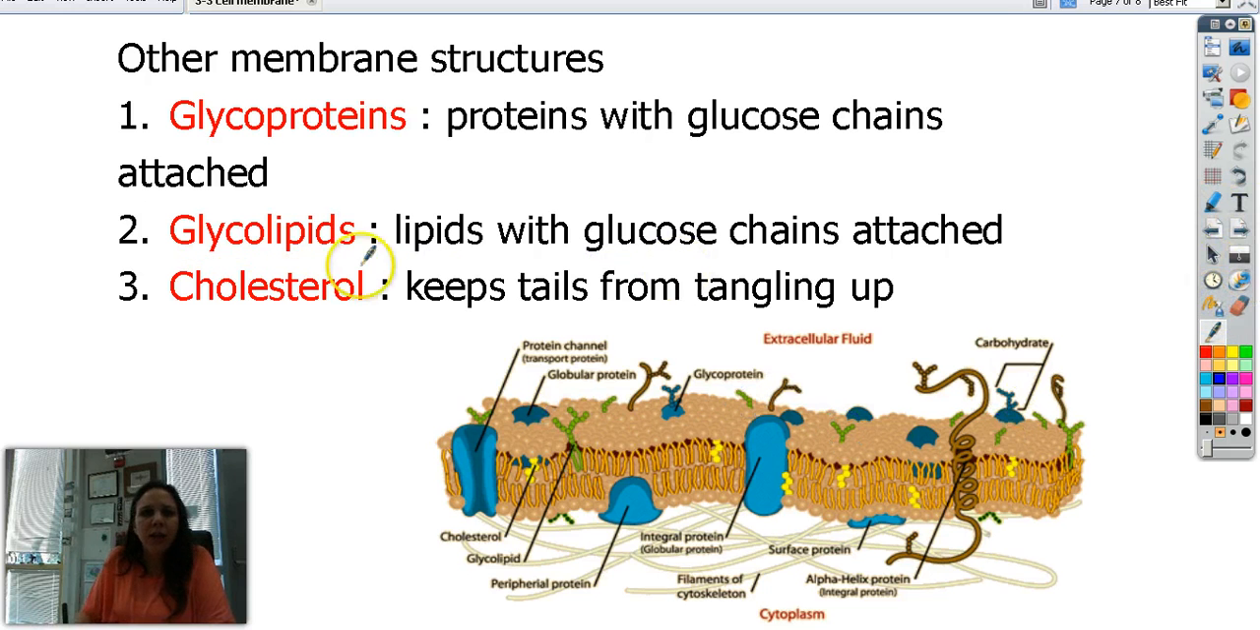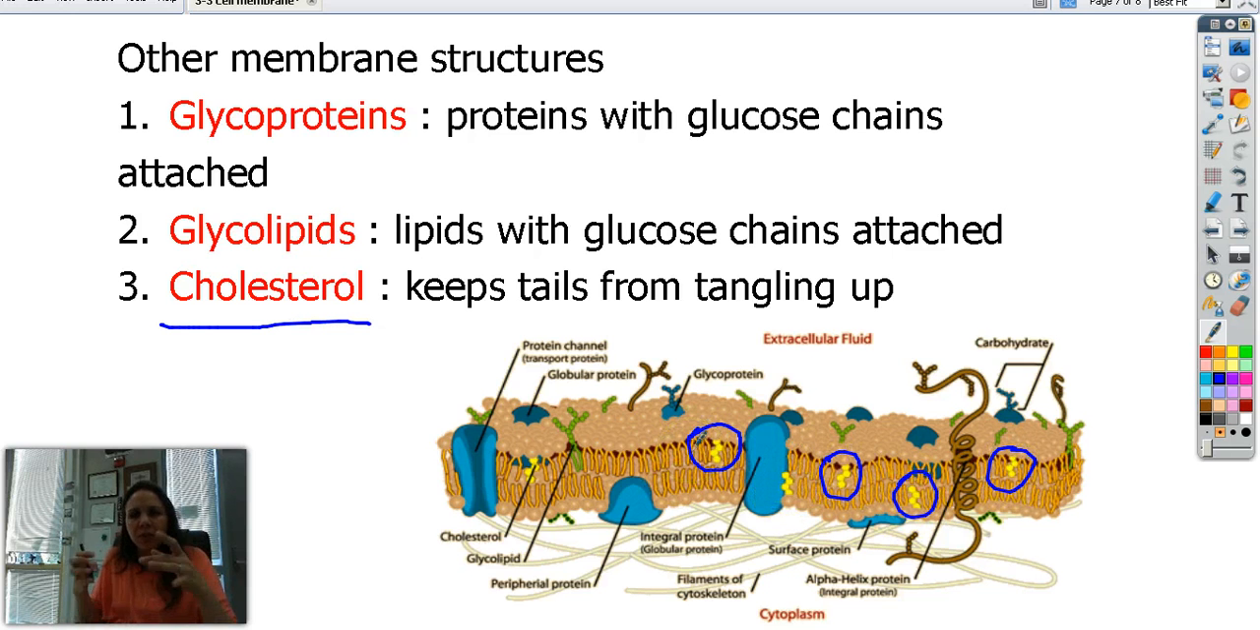And then we also have cholesterol. Too much cholesterol is bad, a little bit is good. Why? Because cholesterol, this yellow thing right there, helps to keep the tails from tangling up. That would cause rigidity in the cell and cause your cells to fall apart. So having these cholesterol molecules in there helps to keep everything straight and not get all tangled up. Okay, let's look at the next one.